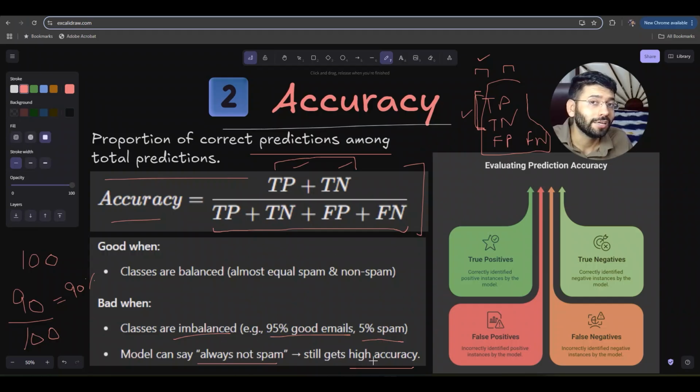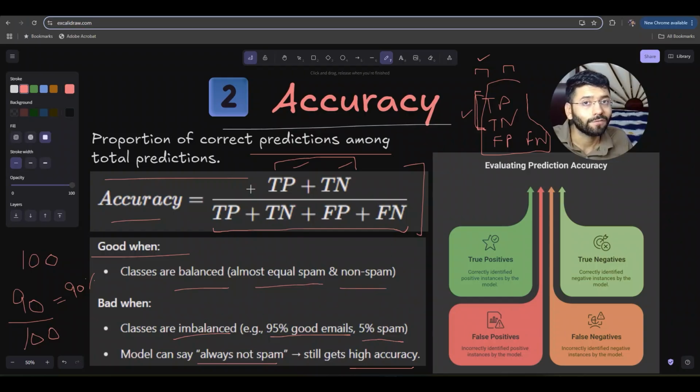So even if you say 95% accurate results, it does not make any sense because you did not identify even a single spam email. So it was a very bad model. Still the 95% accuracy shows like it's a good model, but it was actually a very bad model. So accuracy metric is actually good when the data is balanced. Say for example, you have 50% spam mails and 50% non-spam mails.